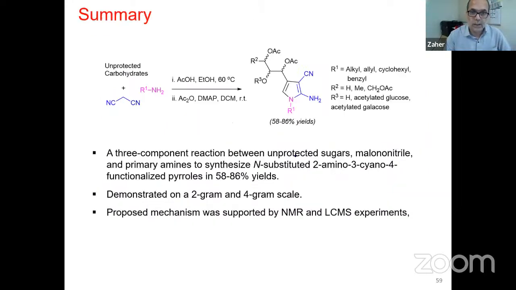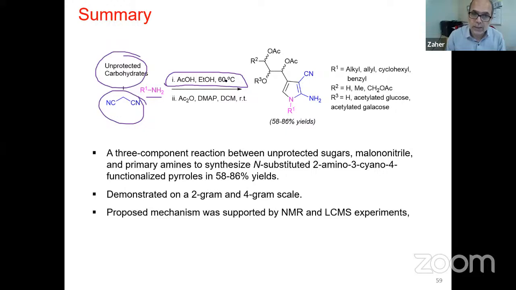All right, so to summarize this work, this is what we have. We take carbohydrates, we take malononitrile, and we take an amine. We do the reaction using a catalyst, which is acetic acid, in ethanol, 60 degrees, and we obtain our 2,3 product, as you can see here.